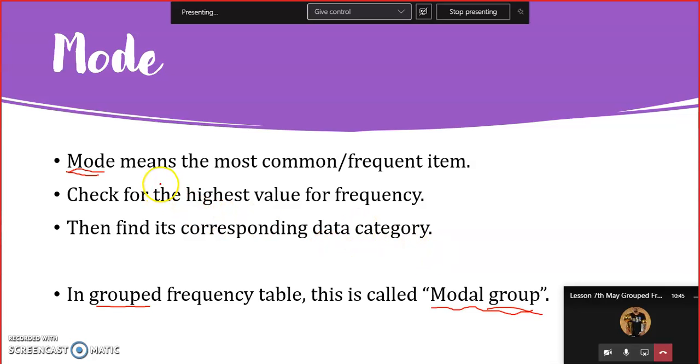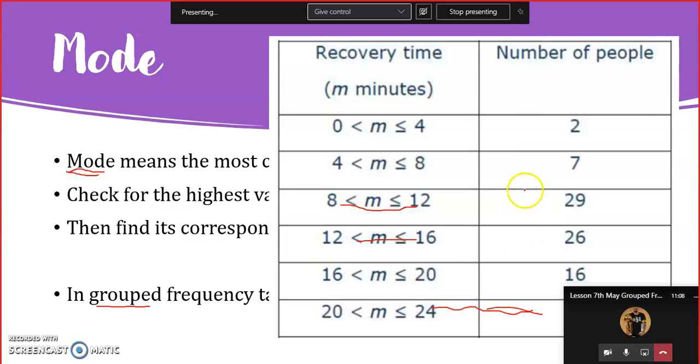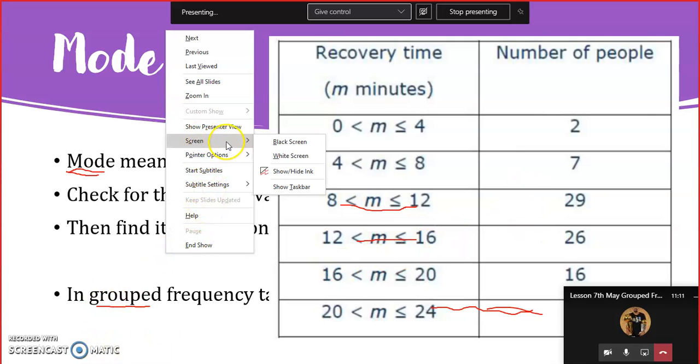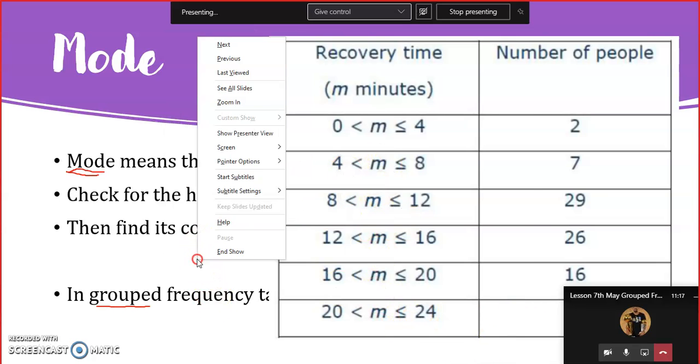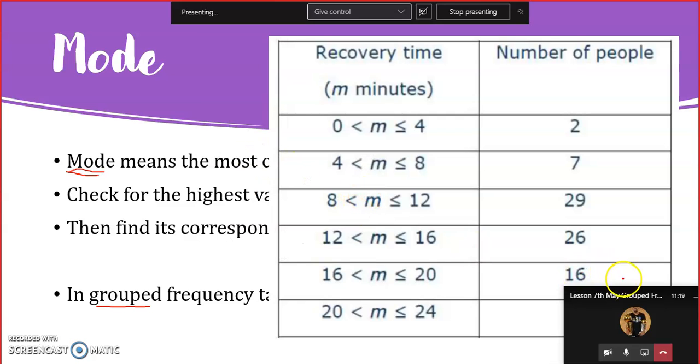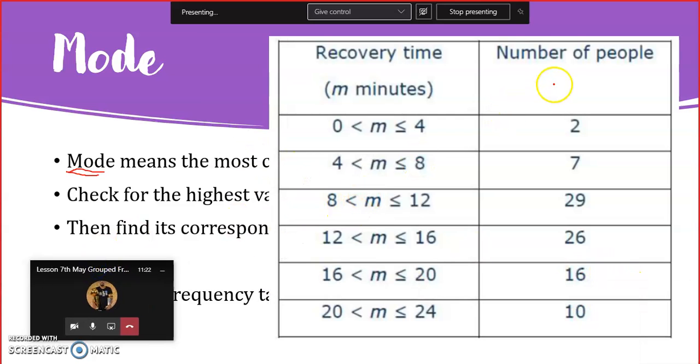The way we find the mode is to understand that mode means the most common or most frequent item. So we need to check for the highest value for frequency. We look into the frequency and see which one is the highest, and then we try to find its corresponding data category. Okay, now if we look at this particular data here, let me wipe this out. So if we look at these options here, we need to start with checking the frequency, which is here.